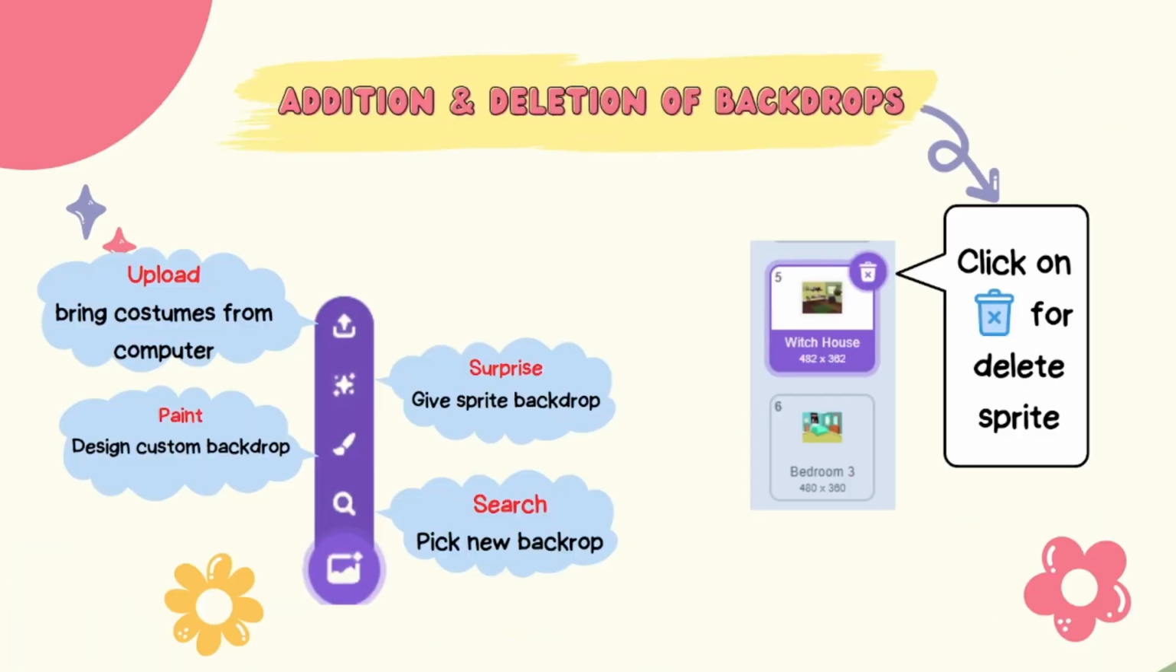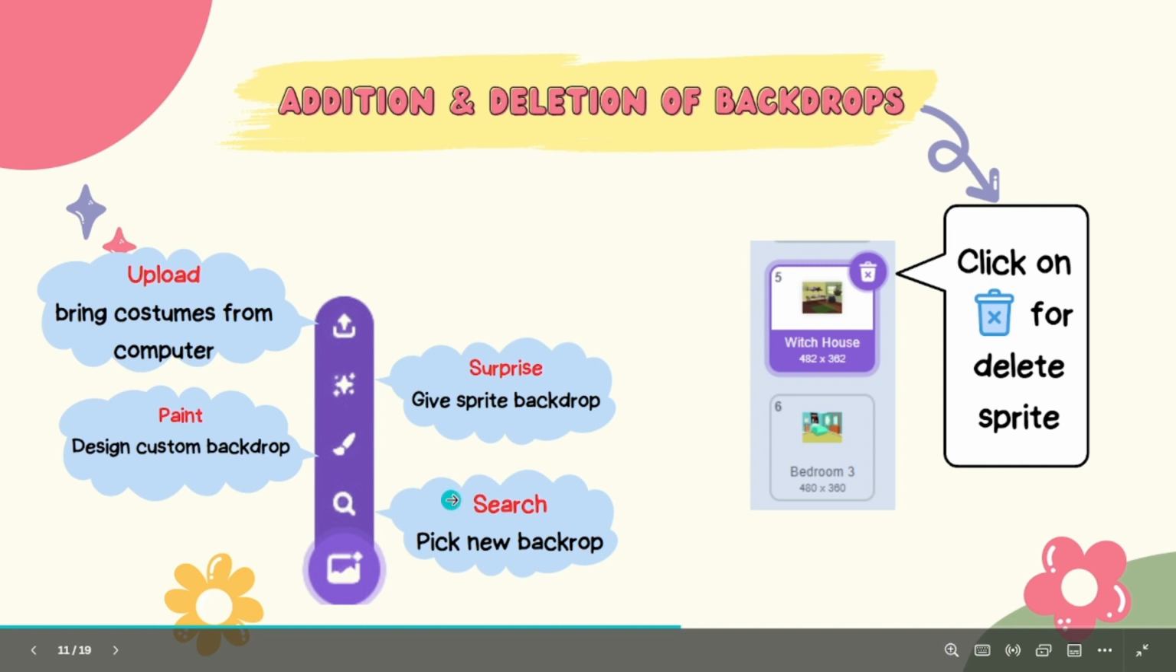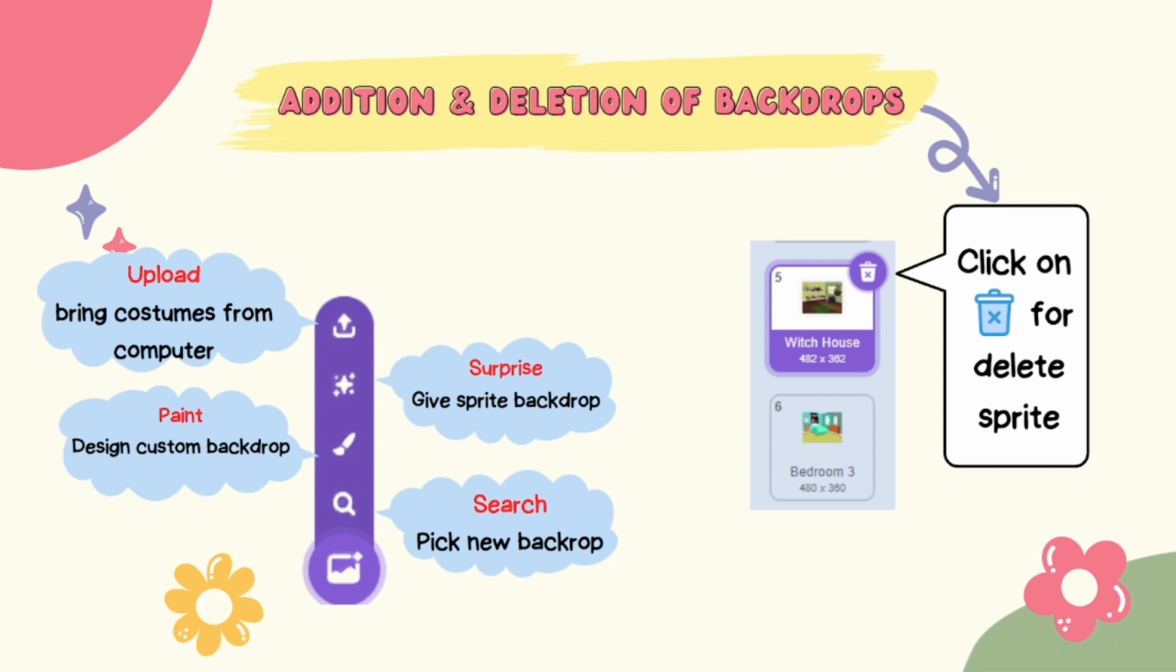Now there are four ways by which we can choose our backdrop. It is similar to the way we choose our sprites. The very first one is search. There are some inbuilt backdrops in our Scratch editor from which we can pick any backdrop. Then paint: if you have some creativity and want to create your own backdrop, you can do that with the help of the paint brush. Surprise will give you a random backdrop. And upload: if you have something on your own PC, you can choose from there also.